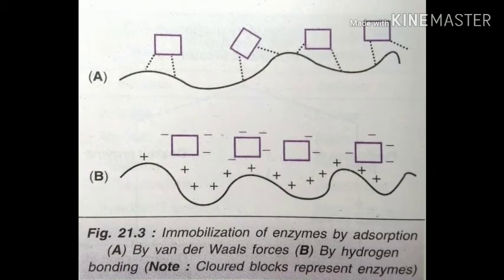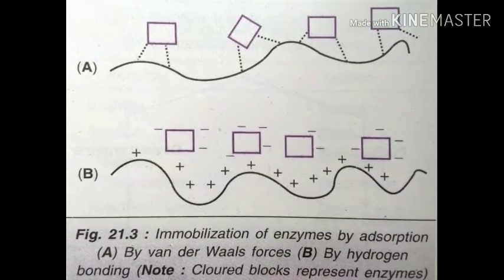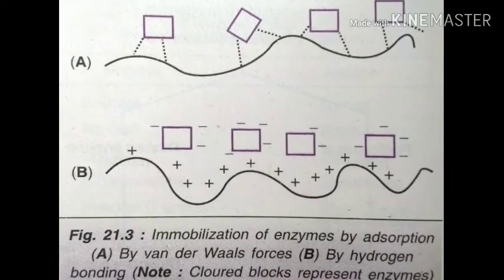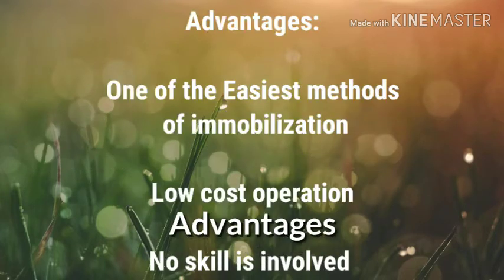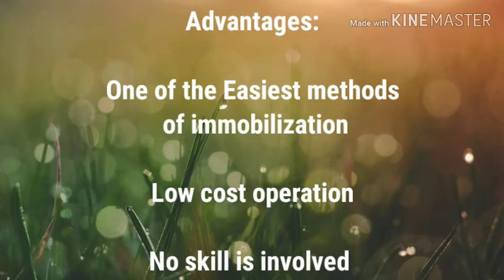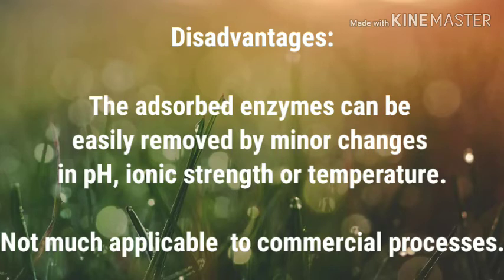Adsorption of enzyme molecules on the inert support involves weak forces such as van der Waals forces, shown here in diagram A, and hydrogen bonds, as shown in diagram B. Advantages. One of the easiest methods of immobilization. Low-cost operation. No skill is involved. Disadvantages. The adsorbed enzymes can be easily removed by minor changes in pH, ionic strength or temperature. Not much applicable to commercial processes.